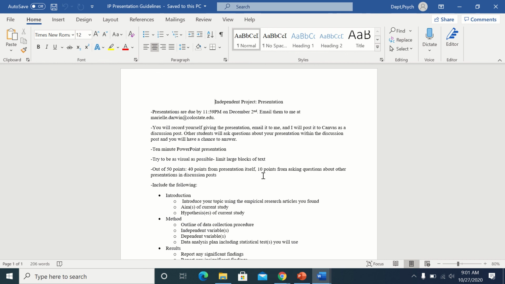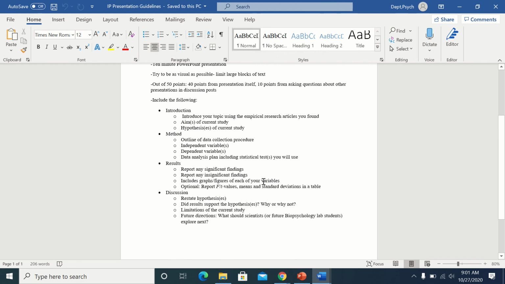I will take off points if it's severely over or severely under. And just like with all presentations, limit those large blocks of text. This is out of 50 points. 40 points is going to be from the presentation itself, and then 10 is going to come from asking questions about other presentations in the discussion posts. And then this is just a general guideline of what you can include in your presentation, but more specifics can be found in the rubric. I'm not going to go over the rubric today, but it is on Canvas for you to look over. So that's basically the presentation.